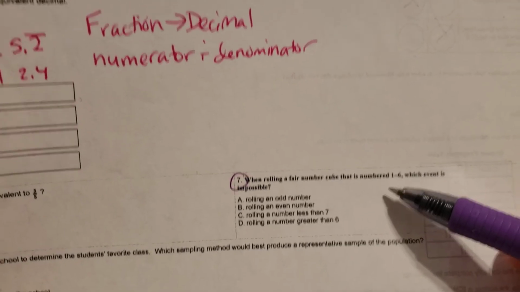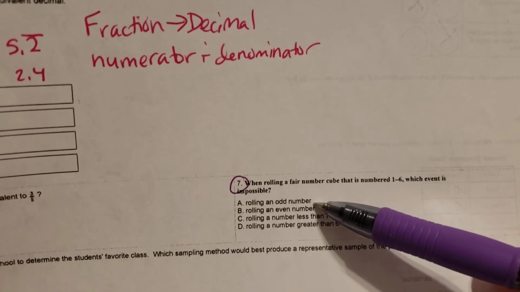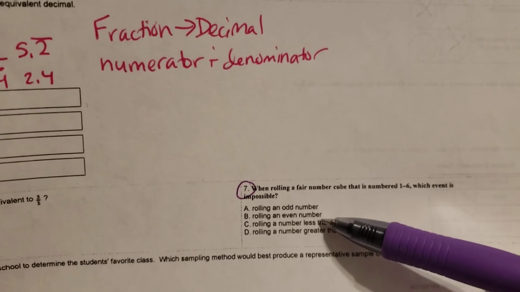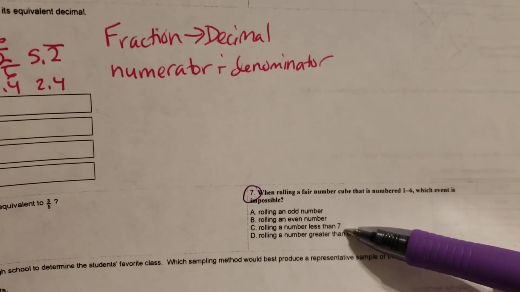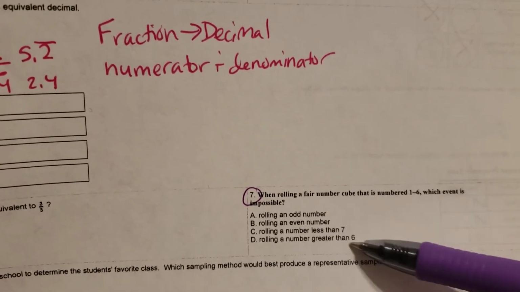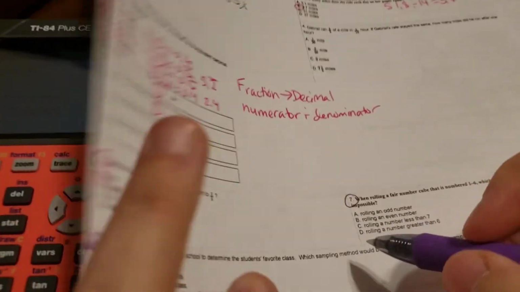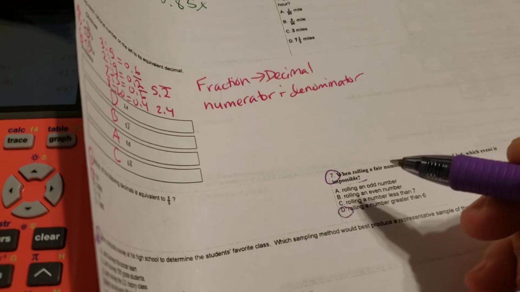Each of those is about equally likely. Rolling an odd number is about as likely as not rolling an odd number. Rolling an even number is about as likely as not rolling an even number. Rolling a number less than 7, that's certain. Every single number there is less than 7. Rolling a number greater than 6, I've got nothing bigger than 6, so D is your answer. That's impossible. You cannot get a 7 if you only have 1 through 6.